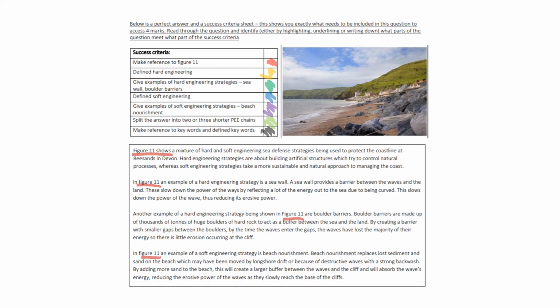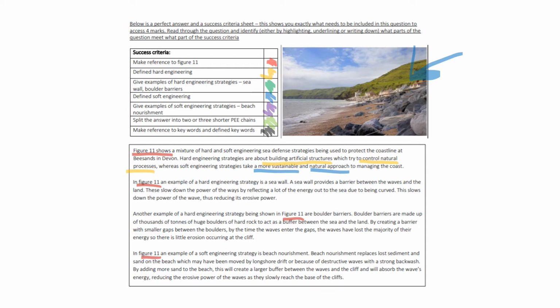Hard engineering strategies are about building artificial structures which control natural processes, whereas soft engineering takes a more sustainable and natural approach. So I'm giving examples of definitions, and then when I move on to talk about these, it just allows me to understand that I need to talk about both hard and soft engineering because they're both visible in this figure. Okay, now I'm not going to do all this with you. I'm going to go through one example with you, and then I would like you to go through and annotate and highlight the rest of the answer using the success criteria.